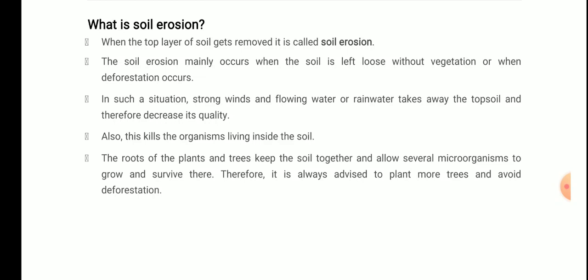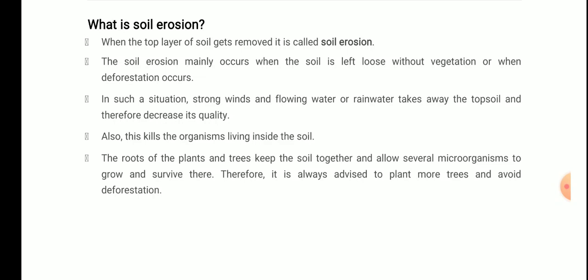Okay, so let's discuss it. When the top layer of the soil gets removed, it is called soil erosion. Now, next is a very important point. The soil erosion mainly occurs when the soil is left loose without vegetation or when deforestation occurs. See what happens, students? These plants and trees, because their roots are planted well in the soil, hold the soil. So they prevent the erosion of the soil, they do not allow the soil to get removed.